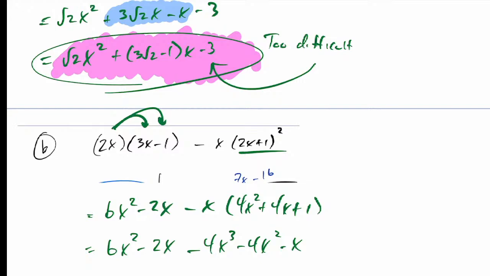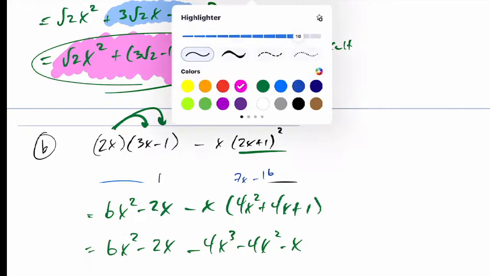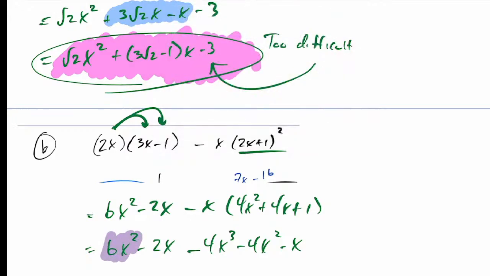In which case here, I have some like terms. I have this one and this one, and I have this one with this one. So this ends up being minus 4x cubed plus 2x squared minus 3x is your answer for this one, number 6.